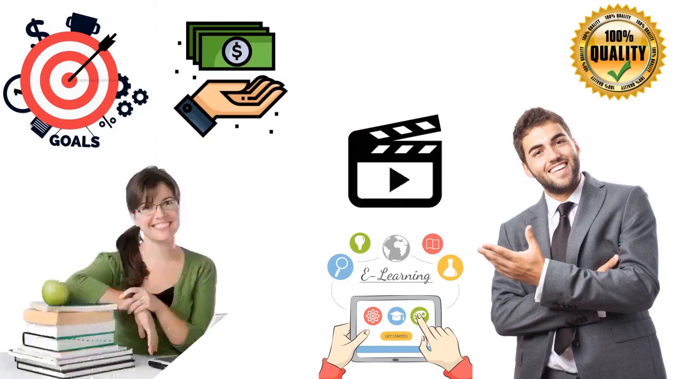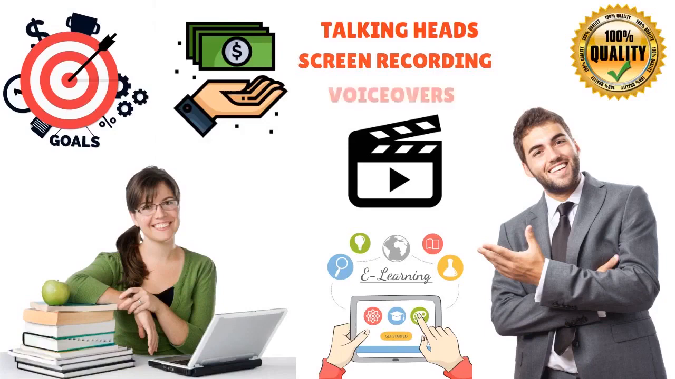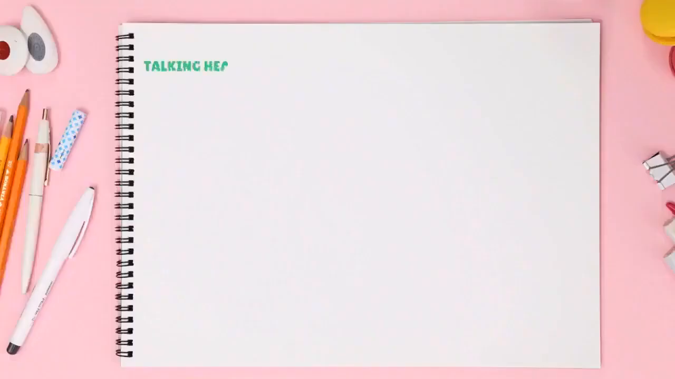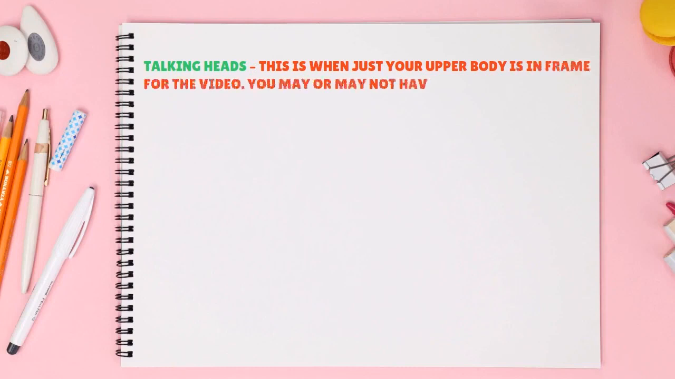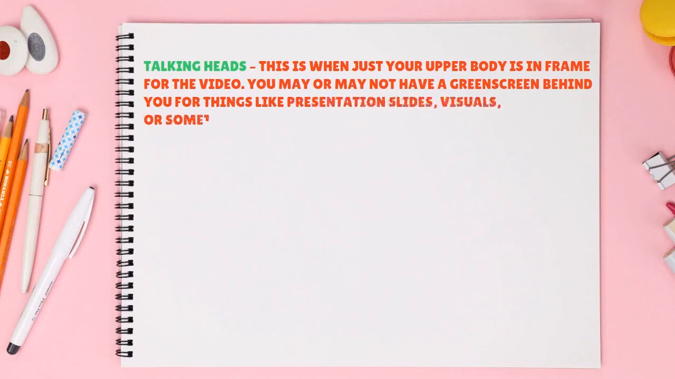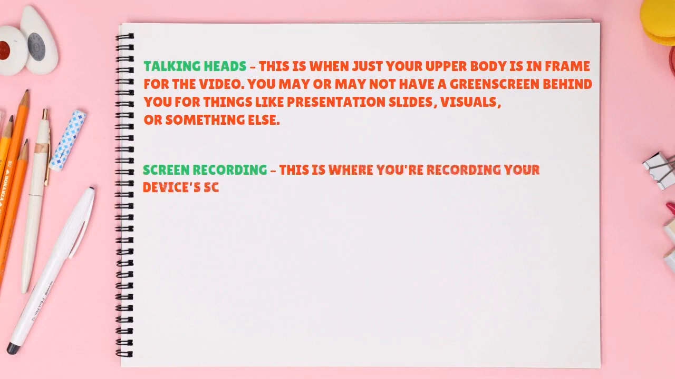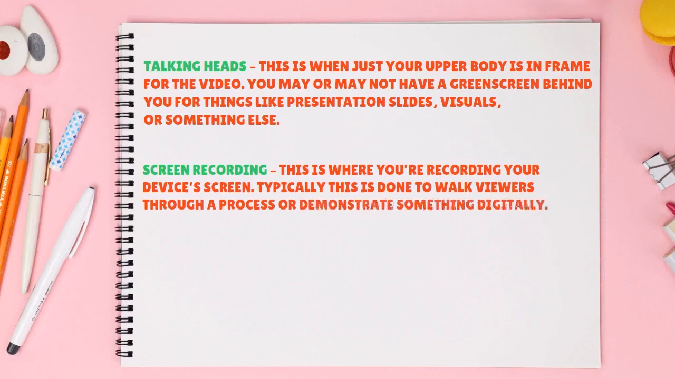Okay, and course creators commonly use a combination of these three recording styles for their content. You have talking heads, you have screen recording, and you have voiceovers. Talking heads is when just your upper body is in frame for the video. You may or may not have a green screen behind you for things like presentation slides, visuals, or something else. What about screen recording? This is where you are recording your device's screen. Typically, this is done to walk viewers through a process or demonstrate something digitally. You may or may not need to be featured on screen.